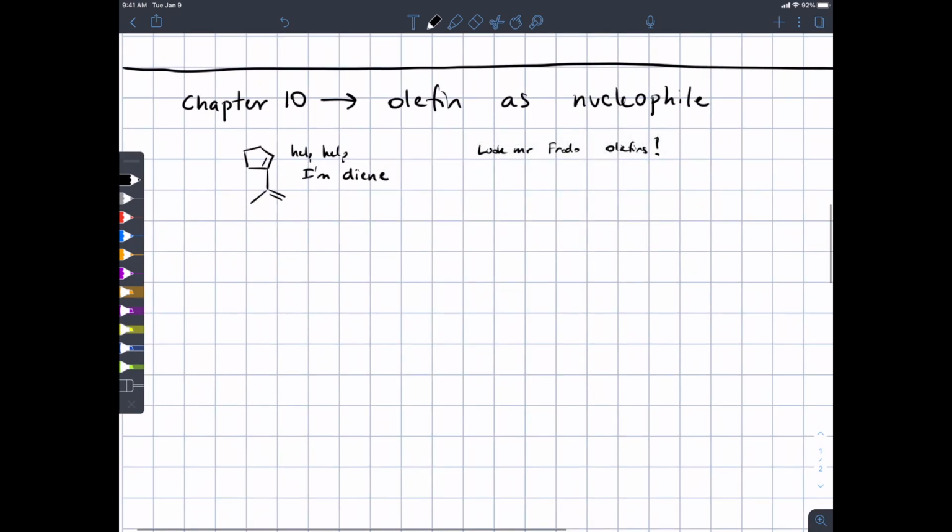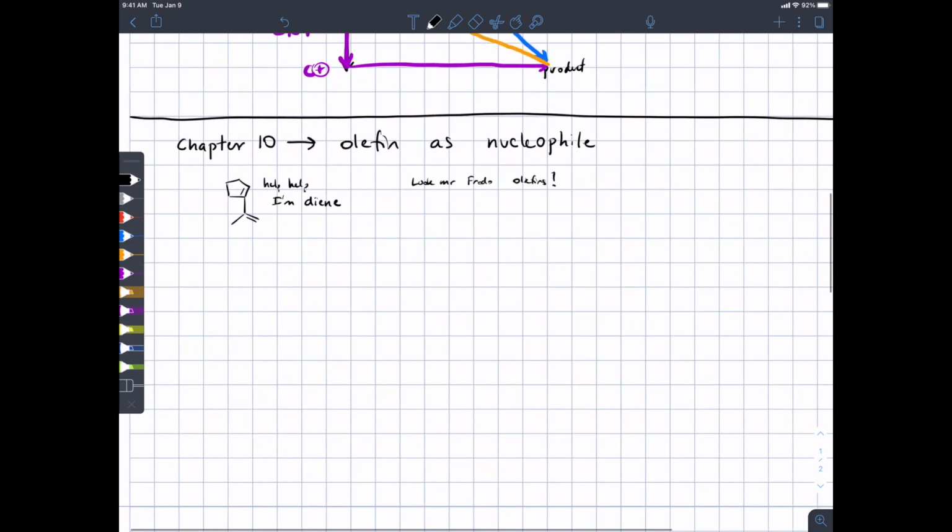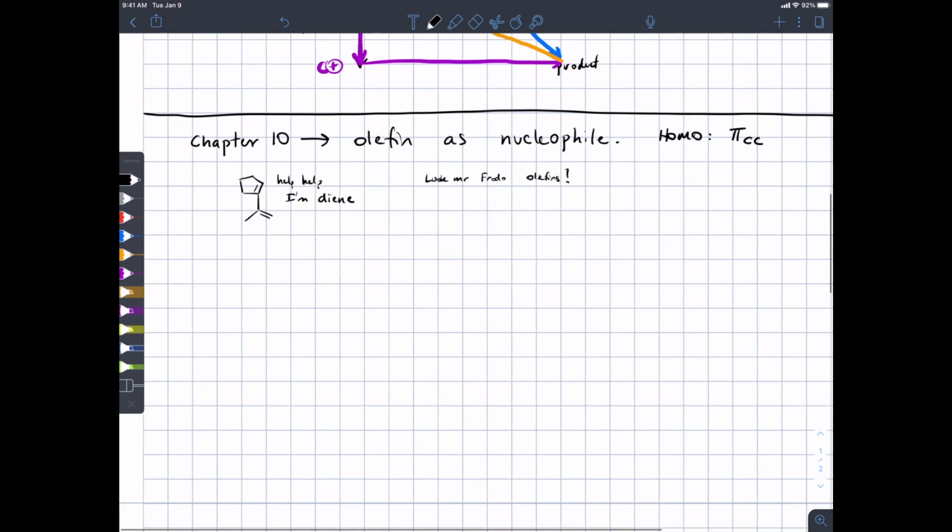Anyway, olefins as nucleophiles. That means that the orbital we're going to be thinking about, the highest occupied molecular orbital, is going to be the carbon-carbon pi bond. So that's going to introduce a couple of complexities. Let's just imagine a cyclohexene like this with carbons 1 and 2. And actually, let's put a methyl group on carbon 1.